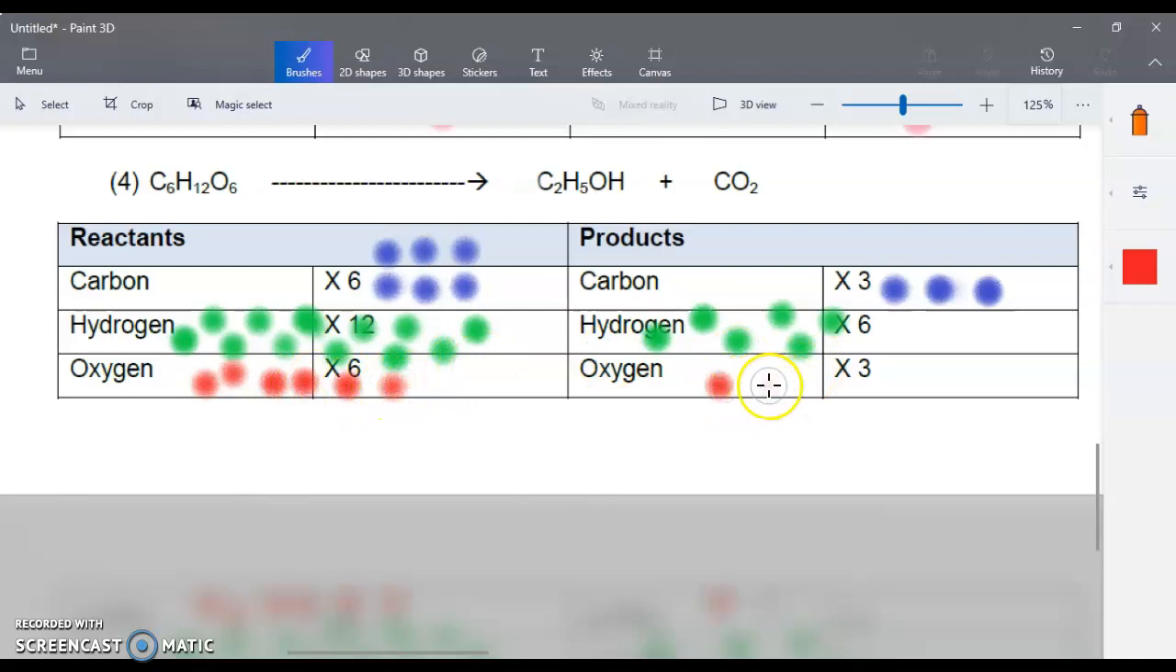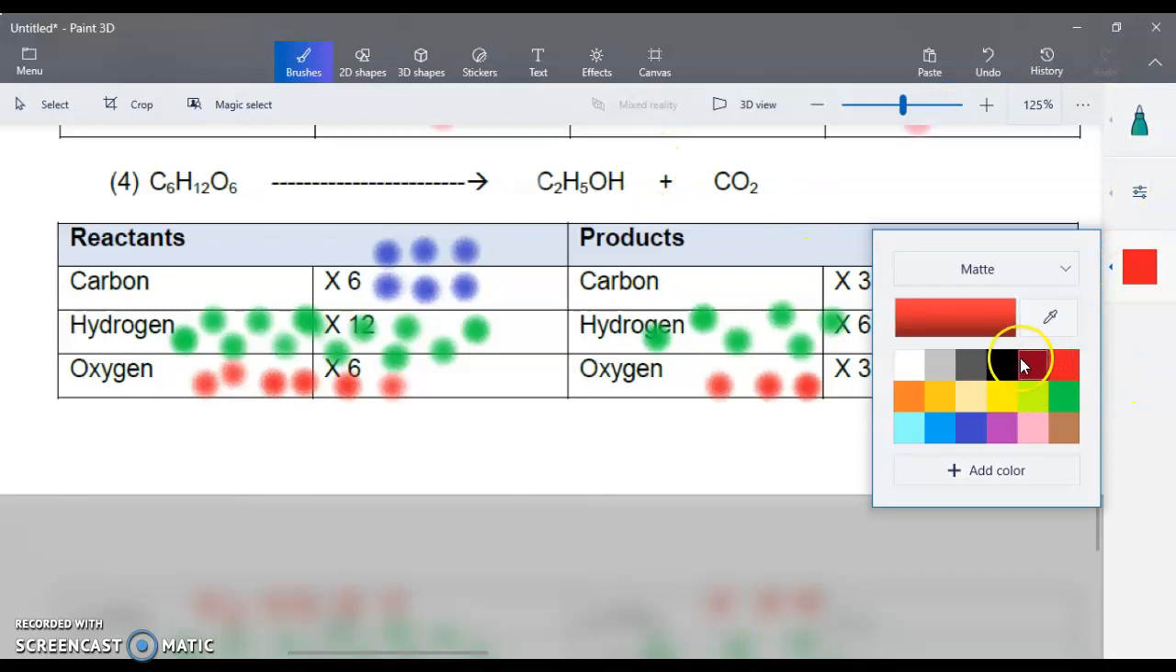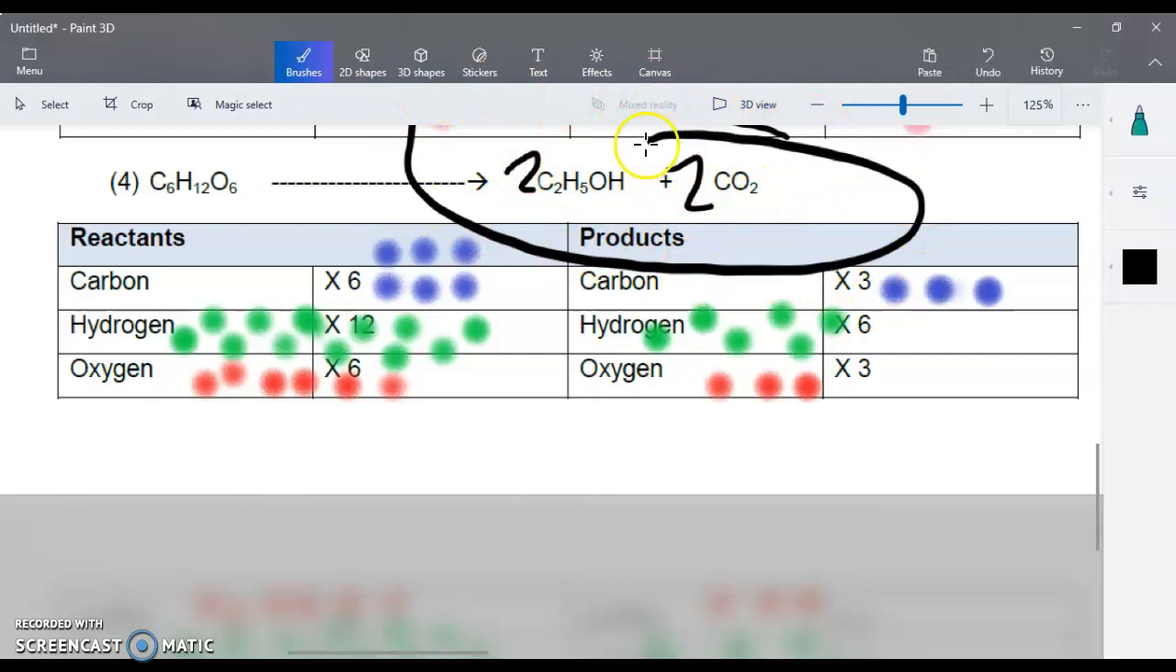And you've got 1, 2, 3 oxygens. You've got 1 there. Don't forget that 1 there. And you've got 2 there. So it does look as if you just basically need to double everything up on this side. So if we put a 2 in front of both of those, okay? We do that, then we double everything on this side, okay? We double everything on that side.